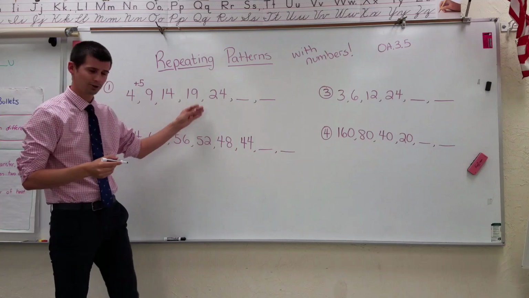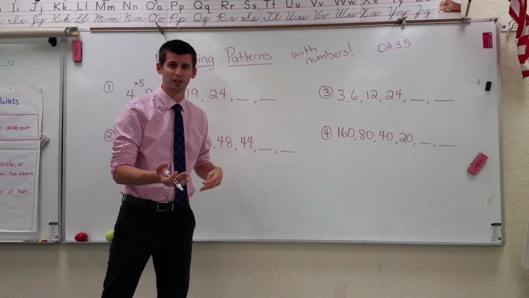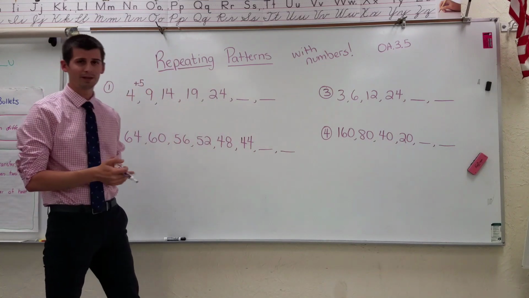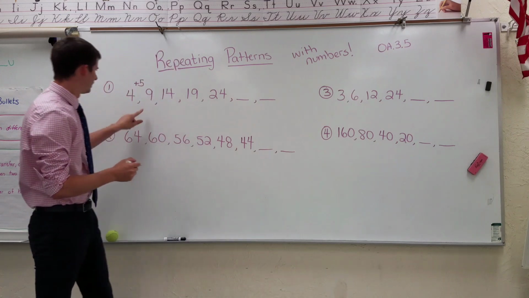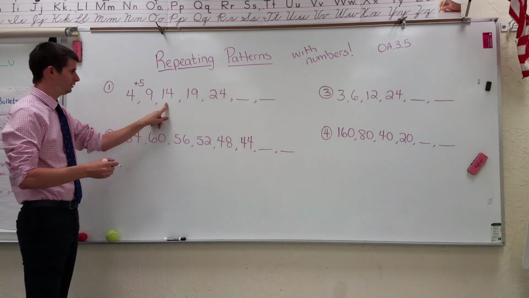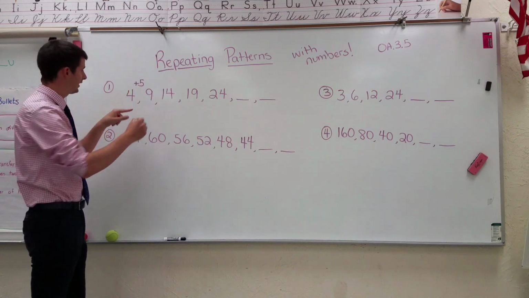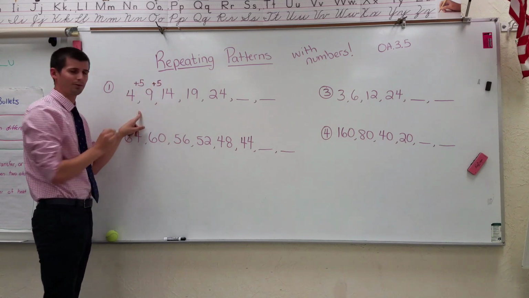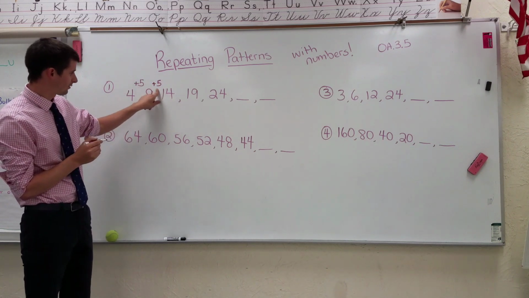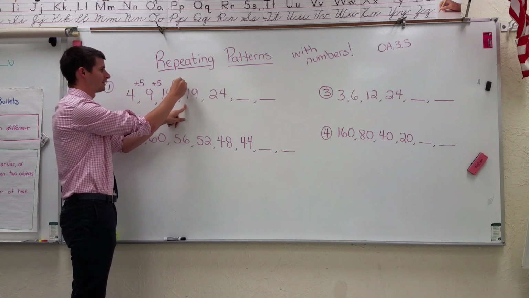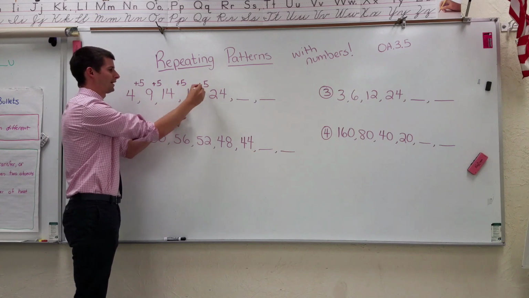Now I want to check to make sure that this applies for every single number. And if it does, then it's a repeating pattern. I know that's my rule. So I'm going to check 9 to 14. So 9 plus 5, that does give me 14, all right? So that's plus 5. 14 plus 5, that gives me 19. And then this one will be adding 5 as well.